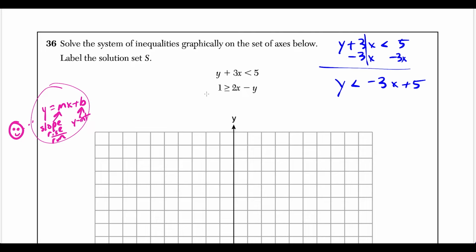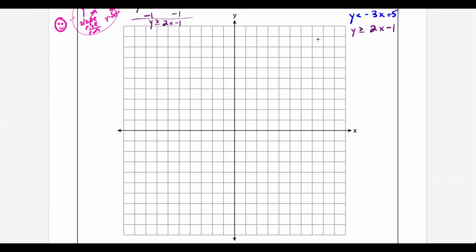And now the second one here, if I show this work on the side, we have 1 is greater than or equal to 2x minus y. So for this one, I would add y to both sides. That way the y is on the left. And then from here, we have y plus 1 is greater than or equal to 2x. So if I do minus 1 on both sides, that's going to tell us that y is greater than or equal to 2x minus 1. So that essentially transforms both of these and makes it easier to graph. So I rewrote both inequalities over here so that now we could just go ahead and graph these.